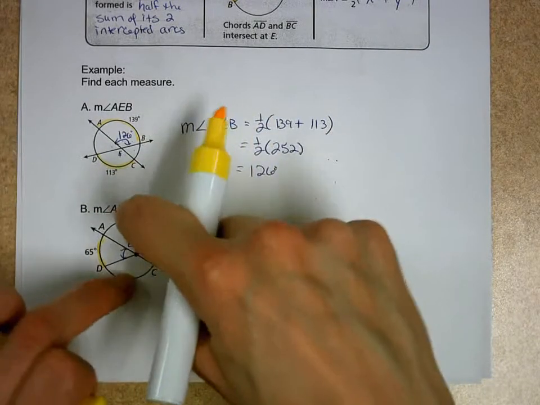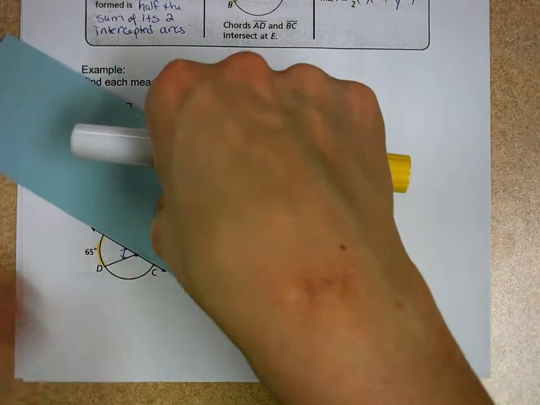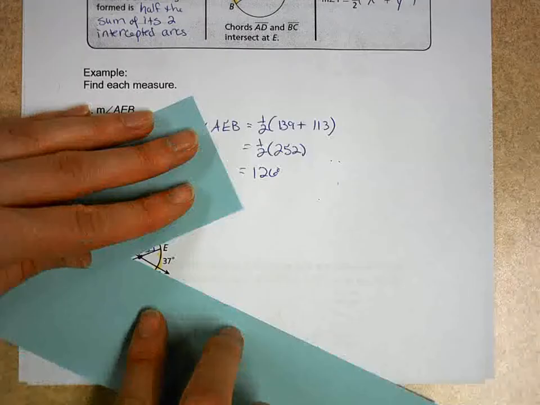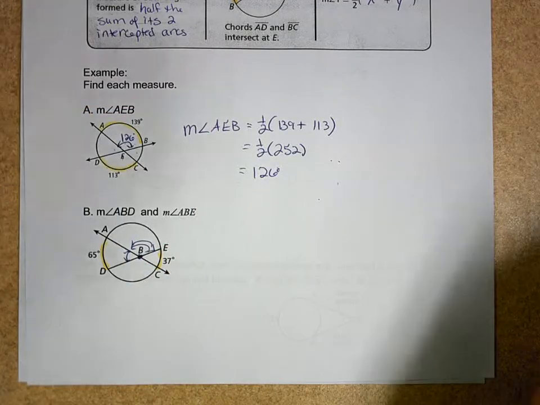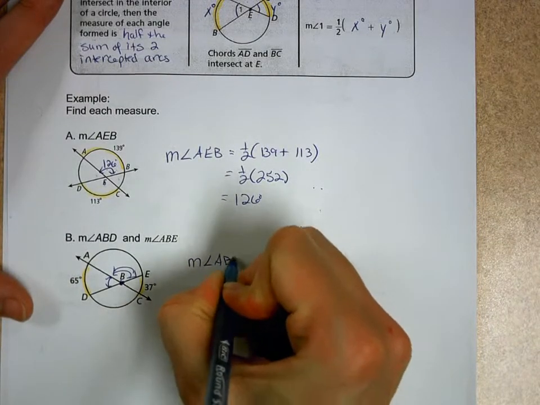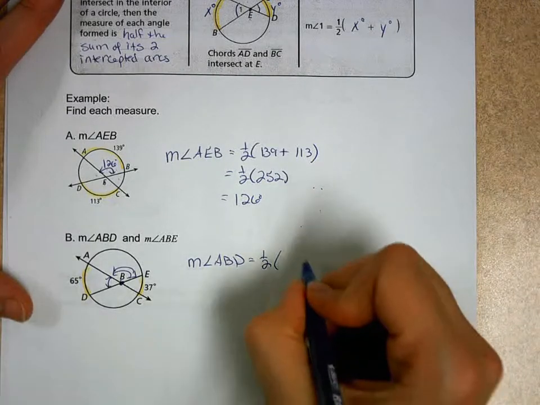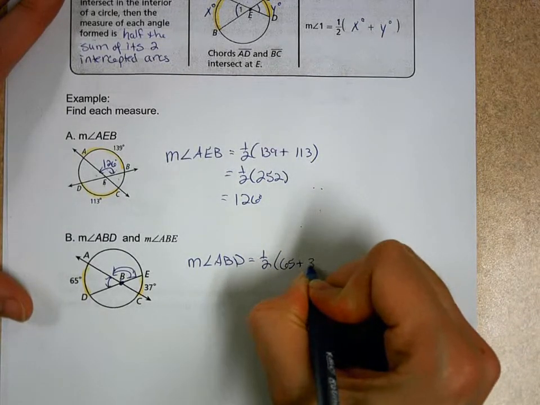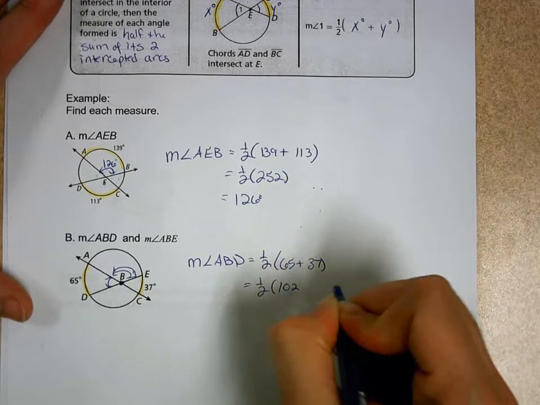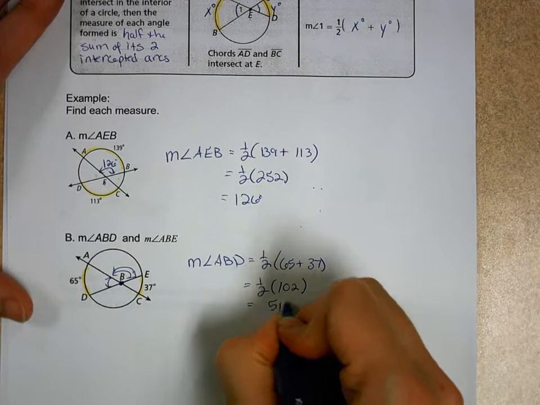Now I can't use the intercepted arcs for ABE because I don't know their measures, but I can quickly show, like here and here, that's one for the actual angle, and then you have to do it for the vertical angle also. And then I apply my theorem I had up there. The measure of angle ABD is 1/2 the sum of the 2 arcs. So sum is addition, 65 plus 37, so I get 1/2 of 102, and so that'd be 51 degrees.